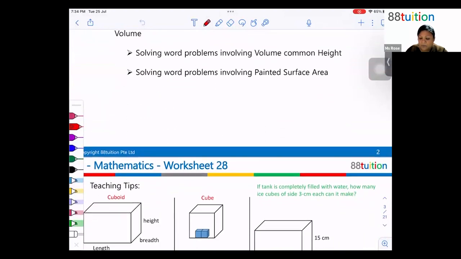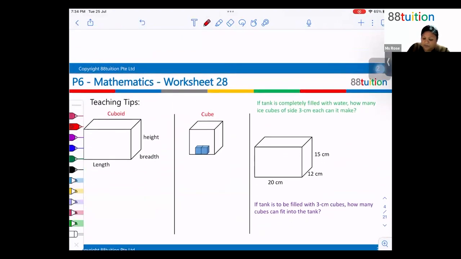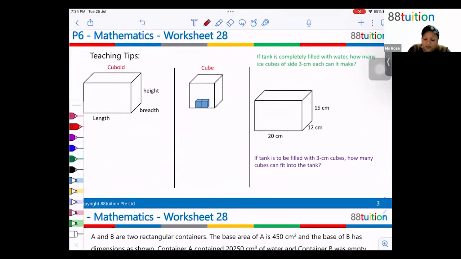Okay, so we're still on volume. We're going to talk about the common height. Now, when we talk about volume, we have a cuboid. To find the volume of the cuboid is the same as length times breadth times height. Now, together, length times breadth make up the base area. We can also say volume is equal to base area times height.